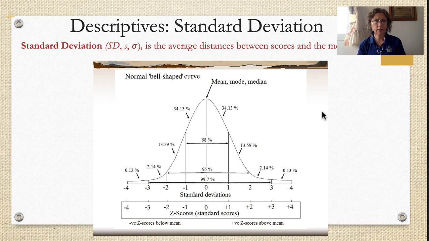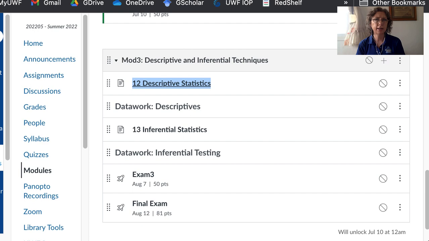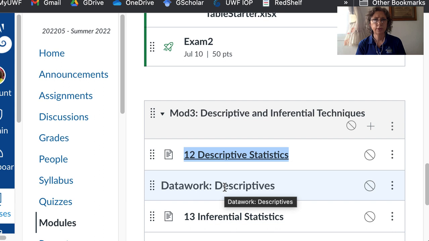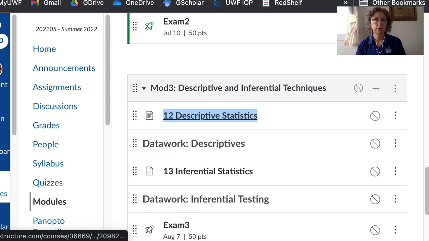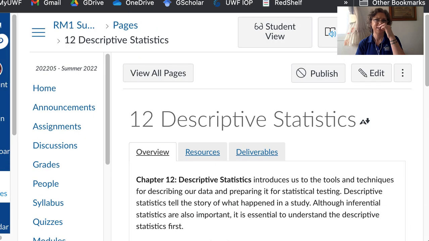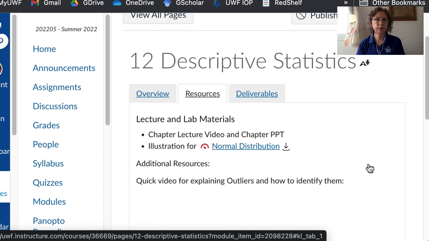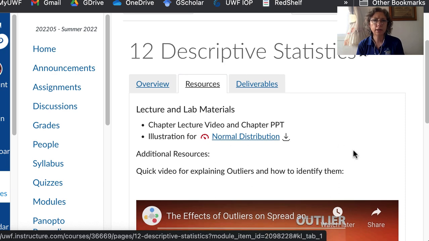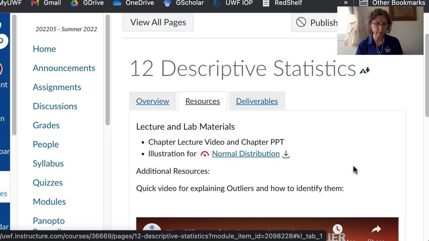This graphic I've put on Canvas for you in our module. You can go take a look at that, because we'll probably be using that later as well. So in your modules in Chapter 12, in your Resources tab, is your graphic of the normal distribution. I also put a little video here talking about outliers. It's short, I think 5 minutes.